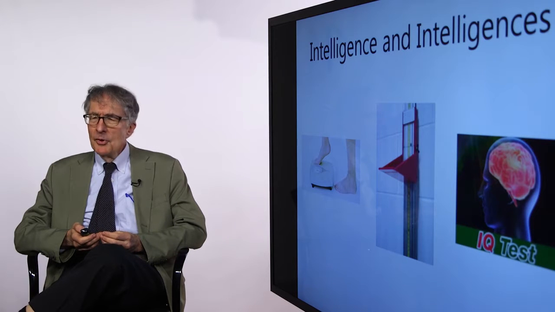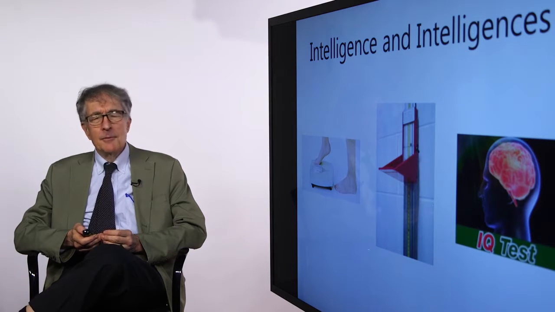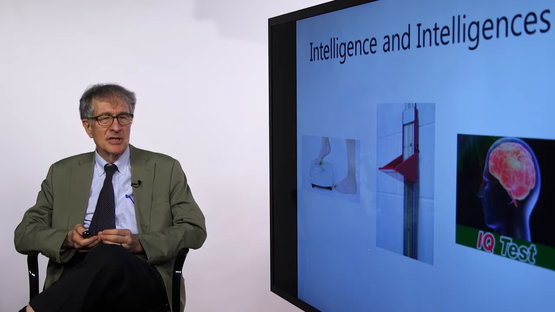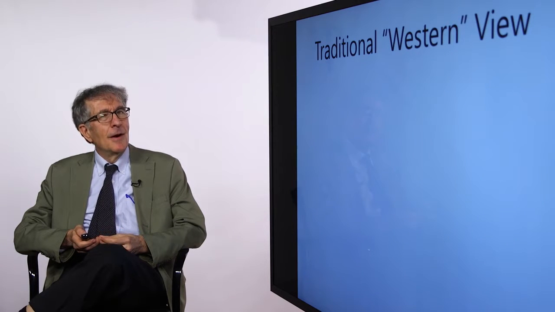So we all know the idea of stepping on a scale to find out how much you weigh, or taking a ruler to see how tall you are. For many years within psychology, there's been the notion that if you take a test called an IQ, or intelligence quotient test, you can find out how smart somebody is. So I hope you see the analogy between people's weight, their height, and their IQ.